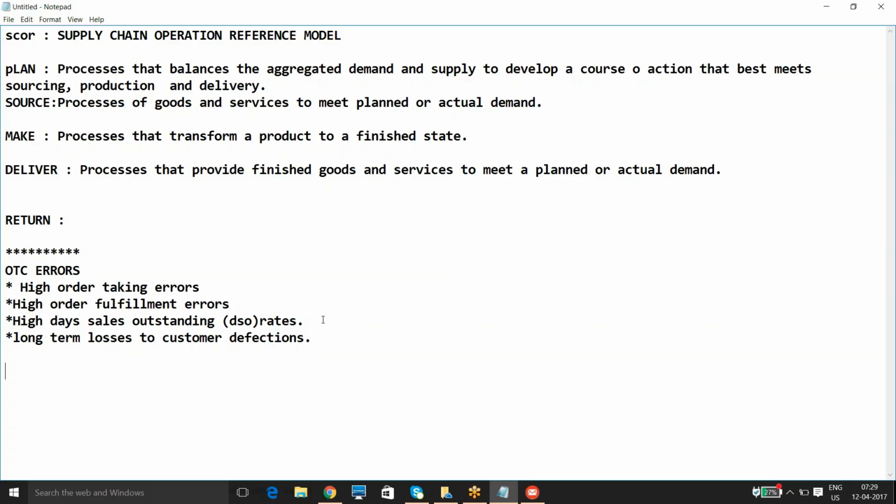But still, there should be some real-time process that ensures that when the customer's date is being changed, it is at least communicated by that time. For that we have the BOP process, which evaluates this, a pointer like long-term losses to customer defections. I am not saying all of these, but these are some of the processes of GATP. These are considered OTC errors, and they are evaluated and completely eradicated by the GATP.